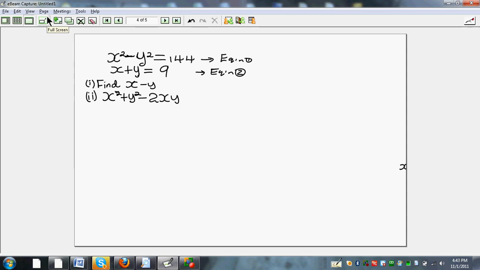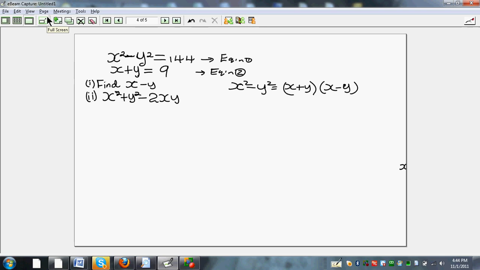Now, if we recognize that x squared minus y squared is the difference of two squares, then we could write this: x squared minus y squared is equal to x plus y times x minus y, not so? Because the difference of two squares is the product of the sum and the difference of the two numbers. But in equation 2, they told us that x plus y was equal to 9. Good? And x squared minus y squared is equal to 144.